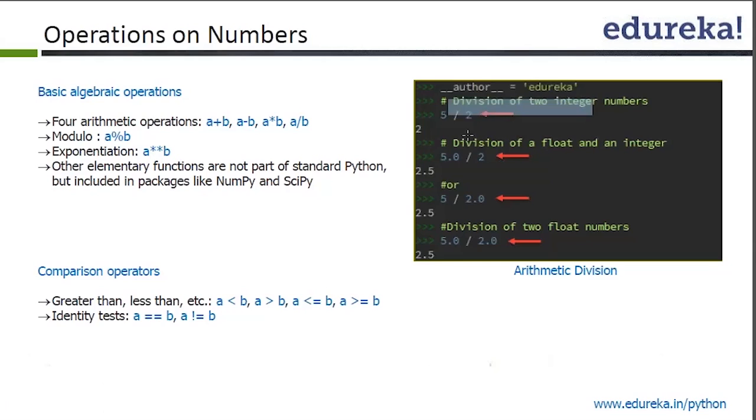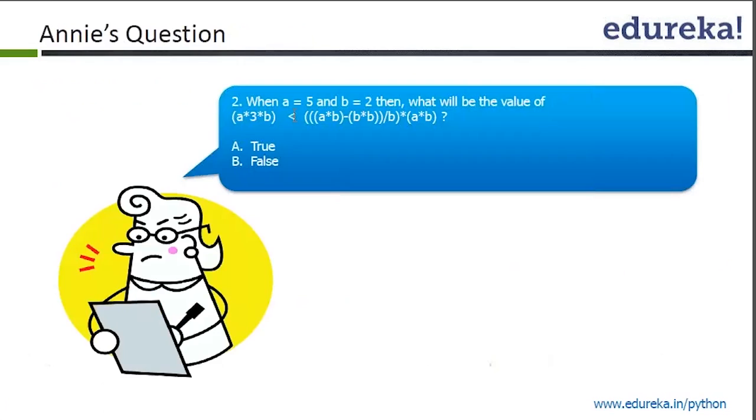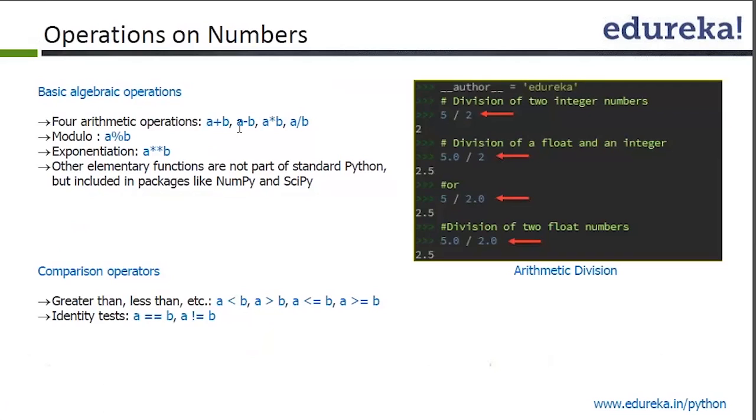So division of two integers, 5 by 2, you get an integer. Division of a float and an integer: it's 5.0 by 2, or you can do 5 by 2.0, or just say 5 point, also is fine, right? Like you saw. And now there is one more question. Was there anything I missed?